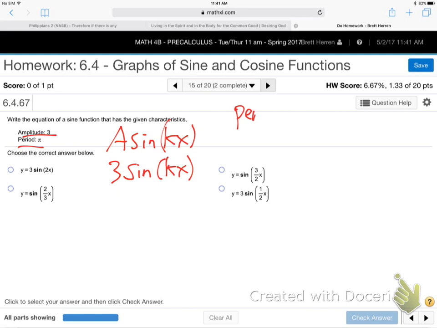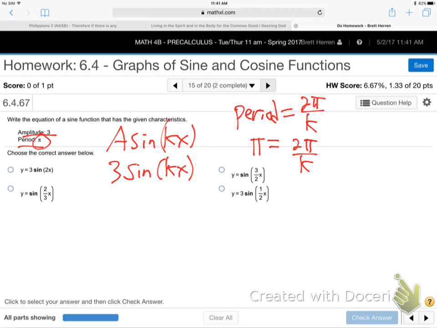What am I going to do to find that k? Remember the formula for period? What's that one? 2 pi over k. Right? And what is the period? They're telling me the period's pi. See how I can now solve that little equation for k? And I'll stick it back in my formula and be done. See what I'm doing there?